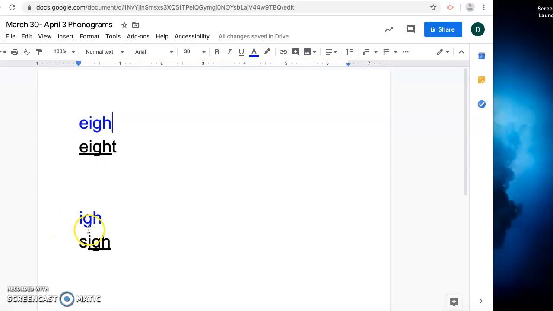The next phonogram is I, the three-letter I. Repeat it with me, please. I, the three-letter I. And that phonogram says the sound I, like in this word, I sigh when I am tired.